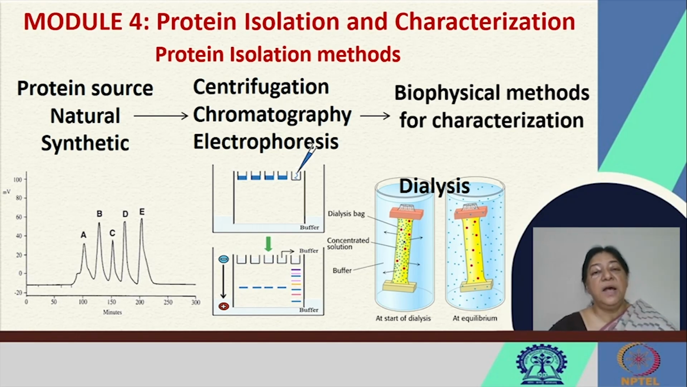We looked at ion exchange chromatography, where we could exploit the charge on the protein for the separation, and affinity chromatography, where we could look at a specific affinity for a specific ligand or a small molecule. This would be followed by electrophoresis to get the molecular weight, and also by dialysis to get the purified protein.